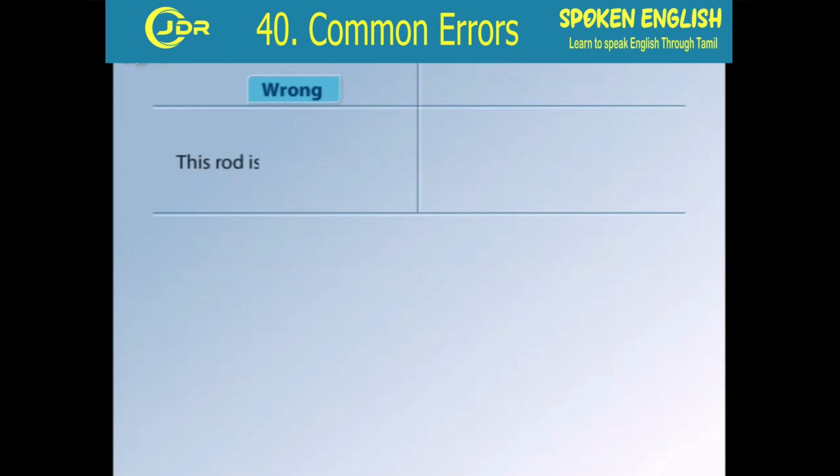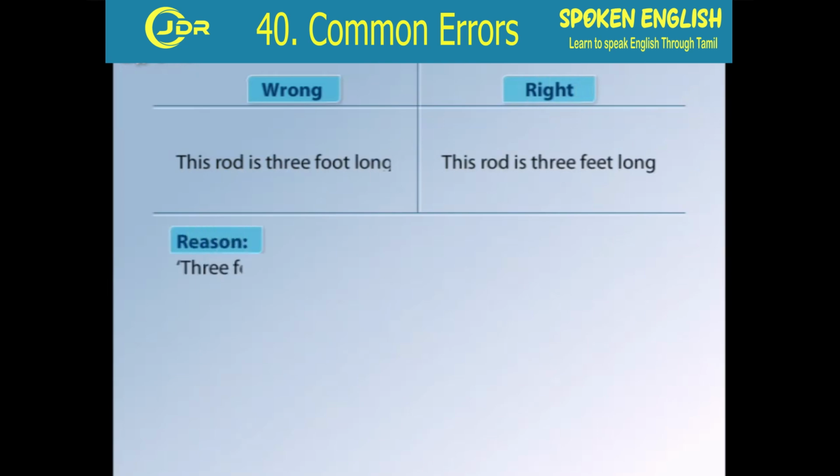Wrong. This rod is 3 foot long. Right. This rod is 3 feet long. Reason, 3 feet, so plural feet.